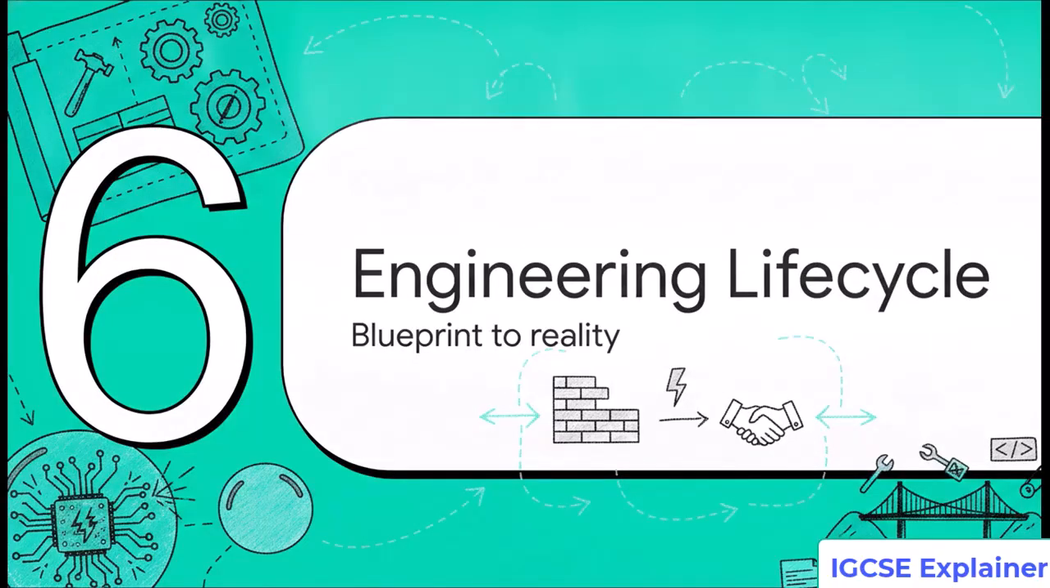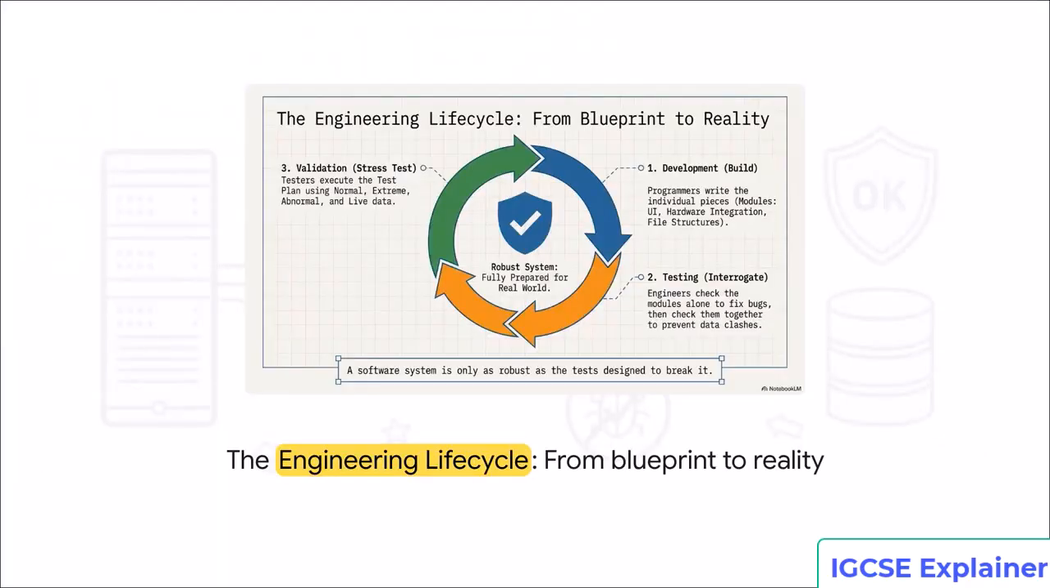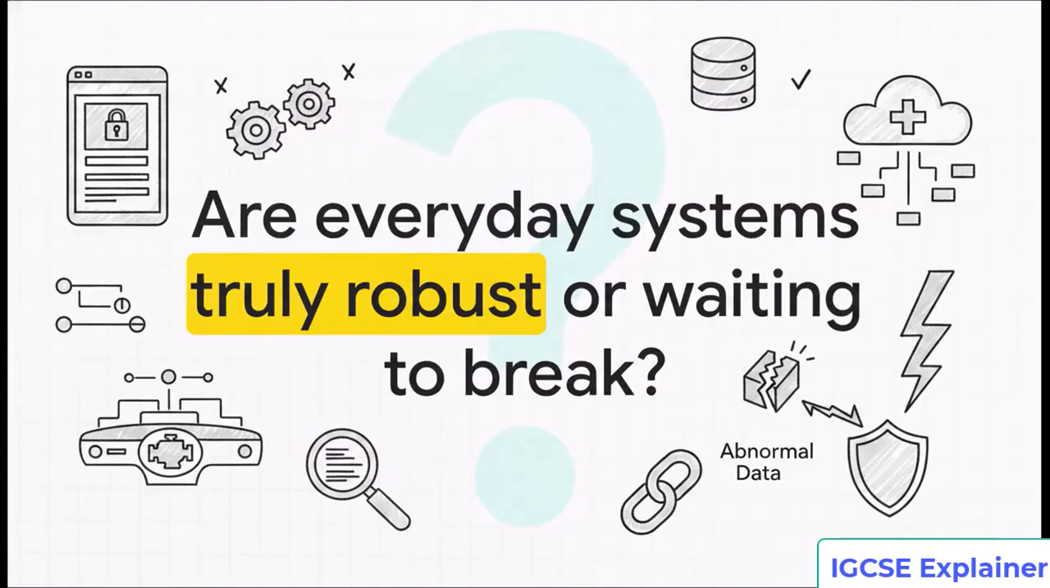Section 6. The engineering life cycle. Taking it from blueprint to reality. So we've seen the building phase and we've explored the breaking phase. But in reality, these two things connect in a continuous, ongoing loop. We start at development, actually writing the modules, then we flow right into testing, interrogating those modules to catch any data clashes, and finally validation. This is the ultimate stress test using our normal, extreme, abnormal, and live data. And if it fails, well, we loop right back to development. The absolute crucial takeaway here is this: a software system is only as robust as the test designed to break it. Which brings us to one final thought for you to chew on.